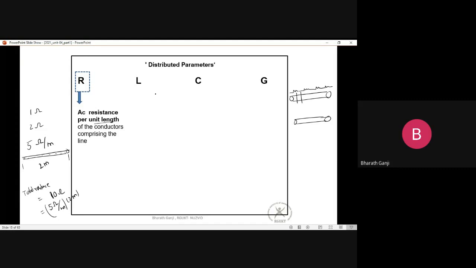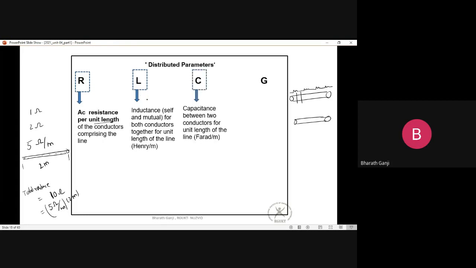Similarly, I'll use inductance, which is self or it can be mutual, depending upon how many wires I have. Whatever inductance is there for both conductors, we define it as inductance per unit length, which is another parameter which we use, and we also use capacitance per unit length. These inductance and capacitance per unit length are the major things which contribute to this delay factor. And of course there is another one which we call leakage conductance.